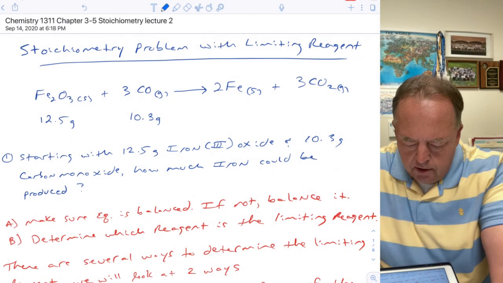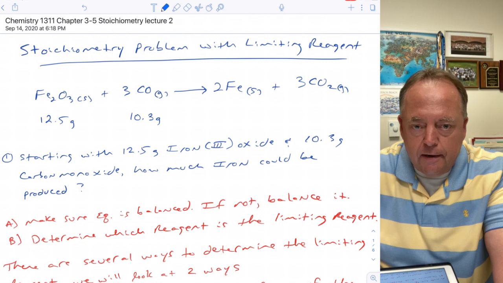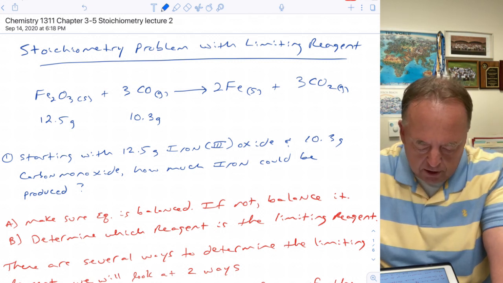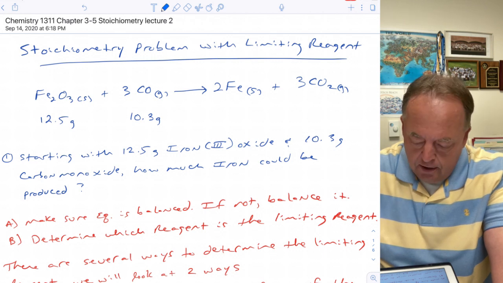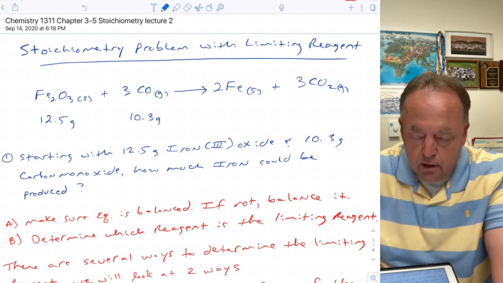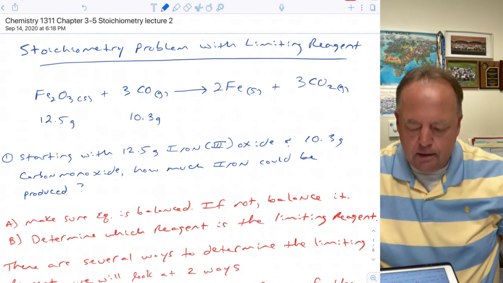So this will be the 5th lecture out of chapter 3, and this will be the final lecture. In this lecture, we're just going to take another stoichiometry problem, and in this case with a limiting reagent, and work through that one so that you can see how that is done.